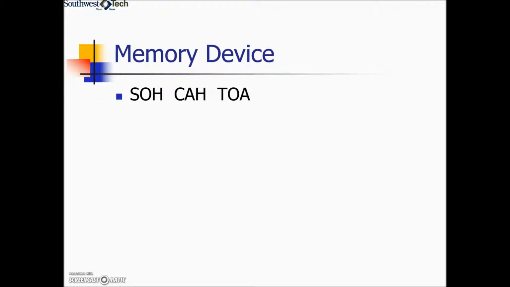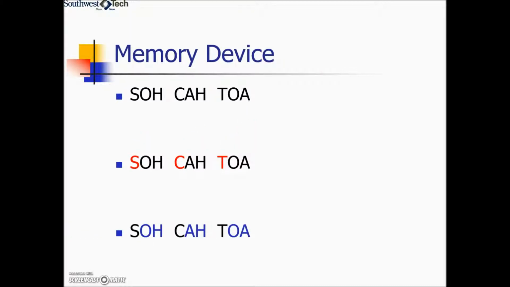So, SOHCAHTOA. The first letter stands for the three trig functions: S for sine, C for cosine, T for tangent. The next two letters in each word represent the sides used for that function. So the OH is the ratio for the sine function. The AH, which follows C for cosine, is the ratio for cosine, adjacent over hypotenuse. And the OA, opposite over adjacent, is the ratio for the tangent.